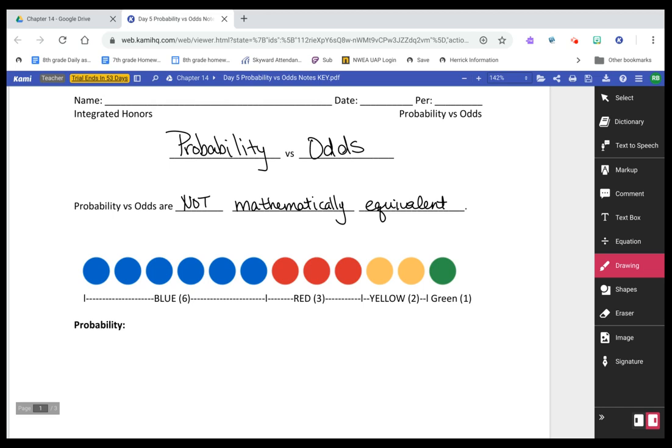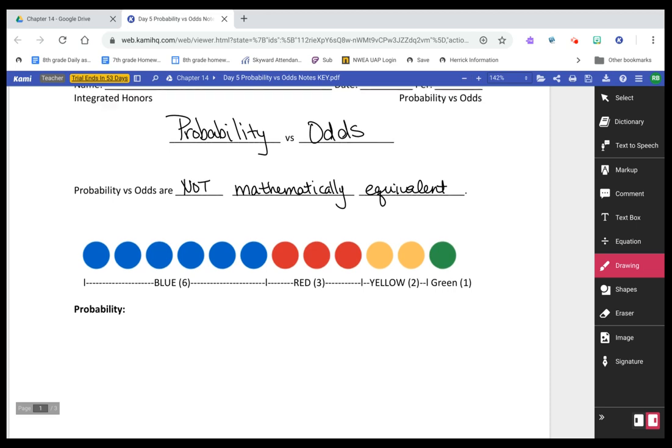The incorrect usage arises when a person puts mathematical values to either the odds or the probability that they're discussing, and they're saying that they're the same. So hopefully these notes are going to clear up what the difference is between probability and odds. So we have a bunch of dots. We have 6 blue dots, 3 red dots, 2 yellow dots, and 1 green dot.